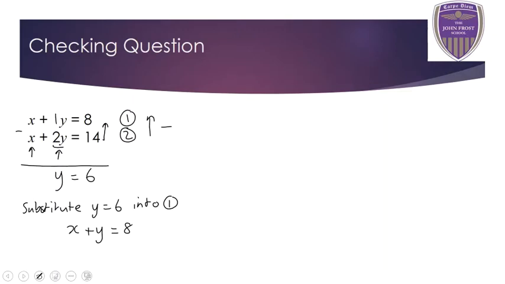y is 6, so let's replace y with 6 in the equation. And we can see now that something add 6 equals 8. Well, 2 add 6 equals 8, so x equals 2. So in this case, x will equal 2 and y will equal 6.